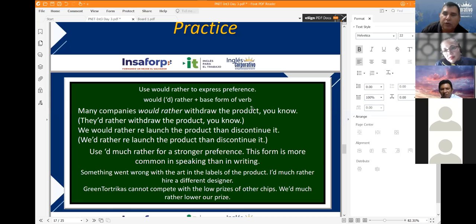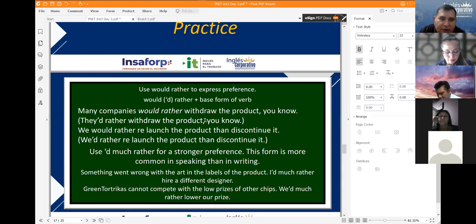Dictionary form. When you look for the verb and you say, how do you say ir? And then you go and it says go. Okay, that's the base form, that's the simple form, that's the dictionary form, okay? Now, many companies would rather withdraw the product, you know? Okay, many companies is they. So if you use many companies, you will use the complete form. Many companies would rather, no contraction. Many companies would rather withdraw the product.